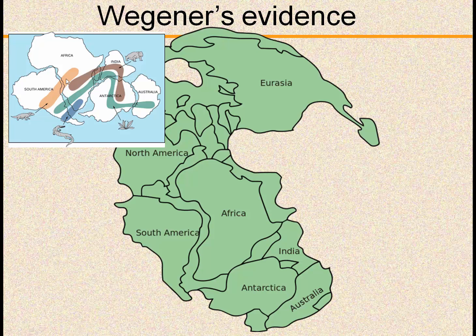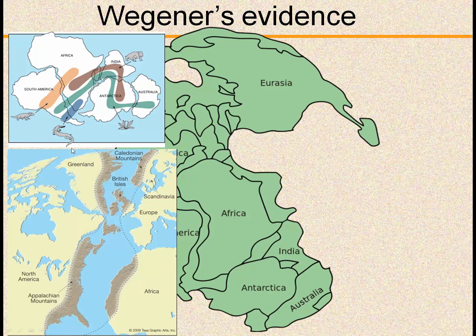And then we have other ones that obviously aren't swimmers that are found on opposite sides of the ocean. Also, we found mountain ranges: the Caledonian Mountains up here in Greenland and in the Scandinavian countries, as well as the British Isles. They actually move into Canada and the Appalachian Mountains and the mountains, what are these called?